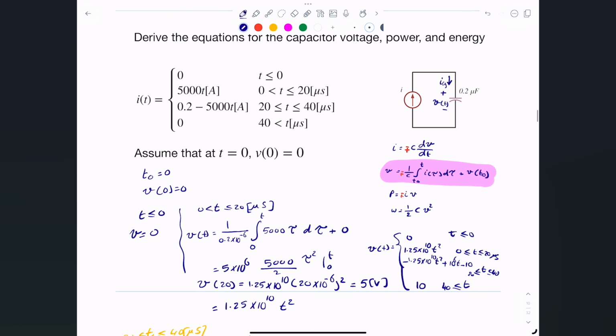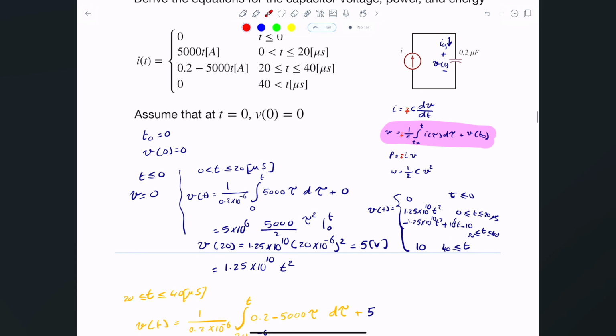I believe we finished all of the voltages, all the ranges. So again, we started with an initial voltage of 0 at t equals 0, and then we computed this equation in here. We took that 20 and substituted it in the voltage equation that we got, and that gave us the initial voltage for the next stage. We computed the equation for it, and we applied the 40, which is the final value for this stage, and that will be the initial value for the next stage, and that will be the voltage in here.